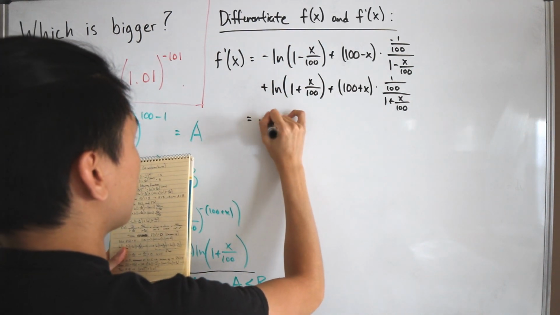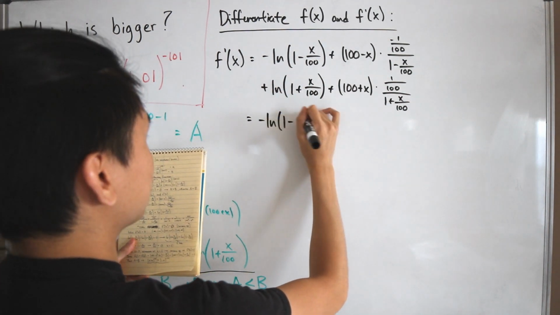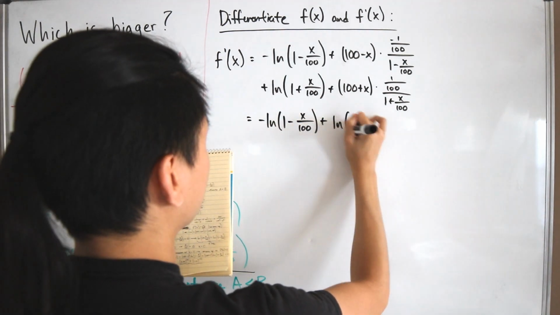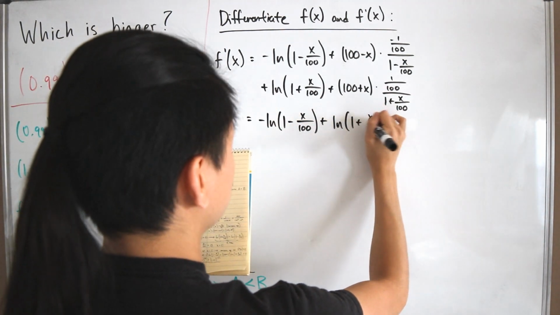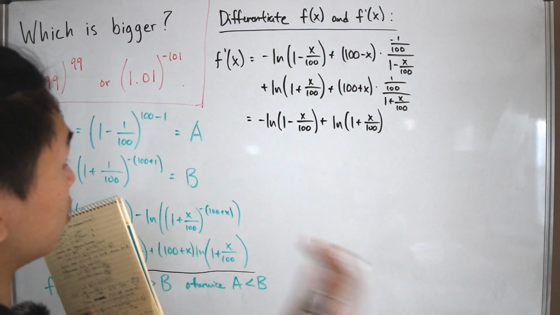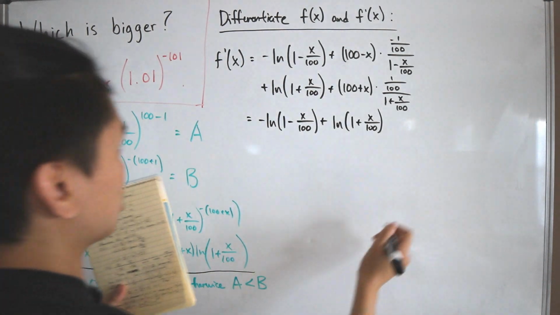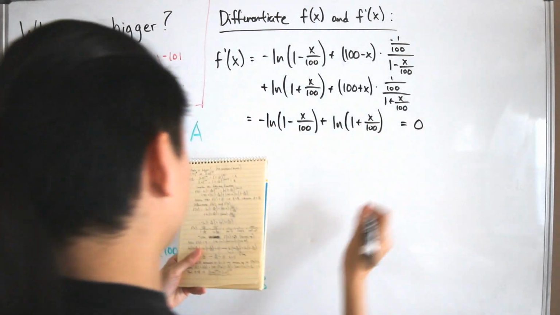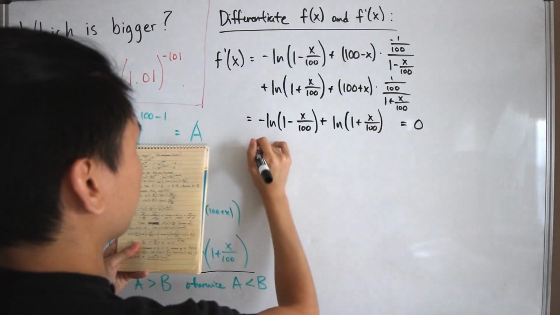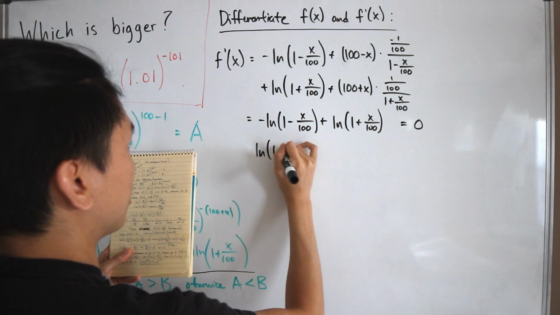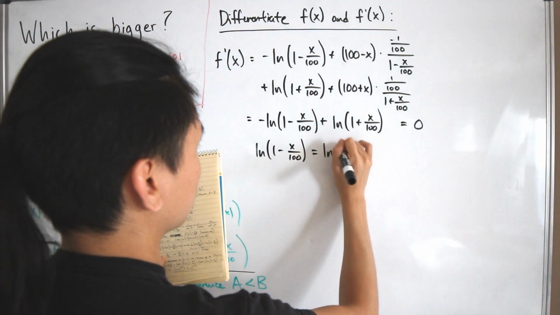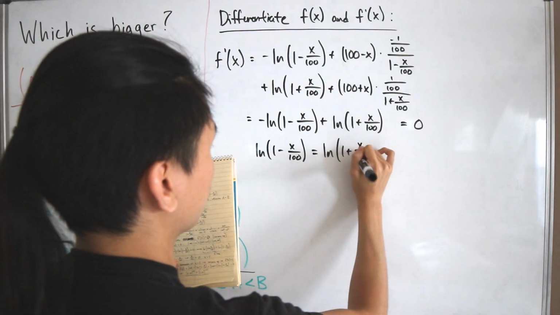So the negative ln of 1 minus x divided by 100, then we add this with the natural log of 1 plus x divided by 100. Now what I can do from here is solve for f prime of x equal to 0. This is pretty easy to do: if we solve this out, we get that the natural log of 1 minus x divided by 100 is equal to the natural log of 1 plus x divided by 100.